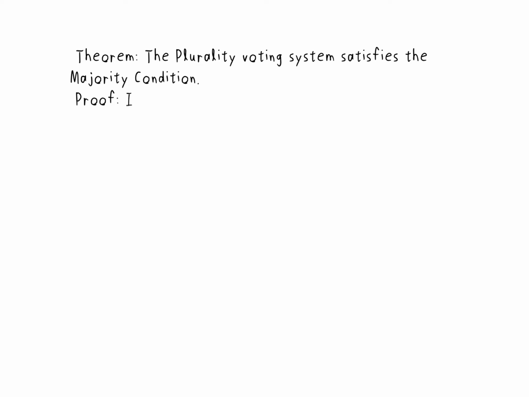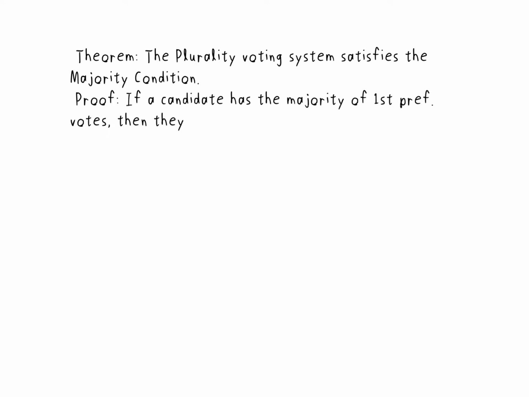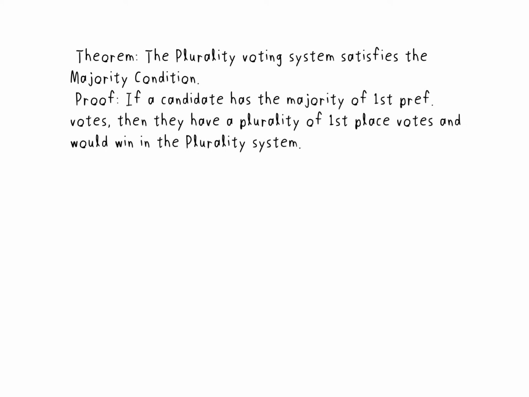So if a candidate does get a majority of first preference votes, then they must have gotten more first preference votes than any other candidate. That is, they have a plurality of first preference votes. And so therefore, the plurality voting system would select that candidate as the winner. So this argument is meant to show that the plurality system will always satisfy the majority condition, that in any election it's going to satisfy the condition.